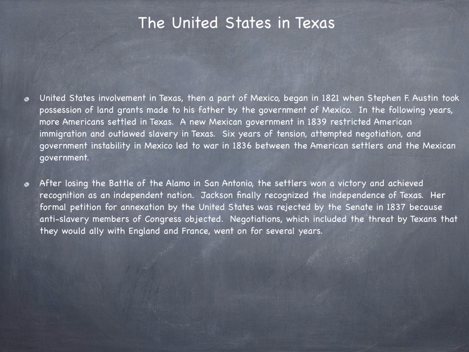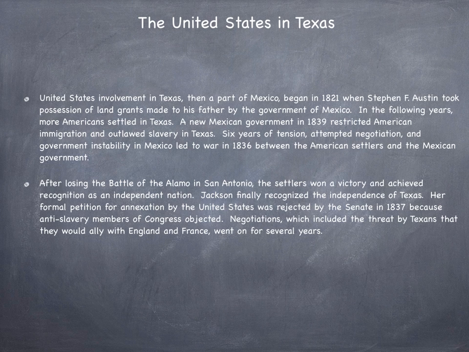This lecture is going to talk about the United States and Texas, the Oregon Territory, slavery, and the Compromise of 1850. So, the United States' involvement in Texas and then a part of Mexico began in 1821 when Stephen F. Austin took possession of land grants made to his father by the government of Mexico. In the following years, more Americans settled in Texas. A new Mexican government in 1839 restricted American immigration and outlawed slavery in Texas.